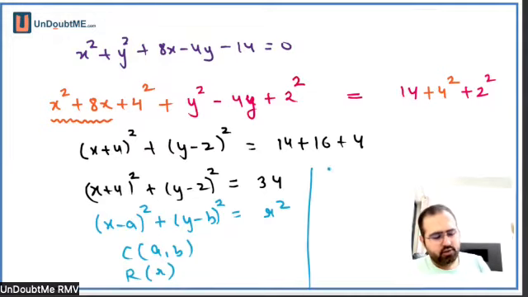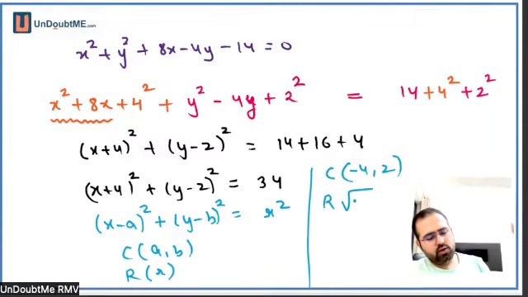Okay, so what are the coordinates of center? -4 and 2. It will be -4 and 2, correct. What about radius? I got 5.83. So radius is square root of 34. Yeah, exactly, we will get that only. So Akbar, Samuel, are you guys getting the same? Yes, sir.